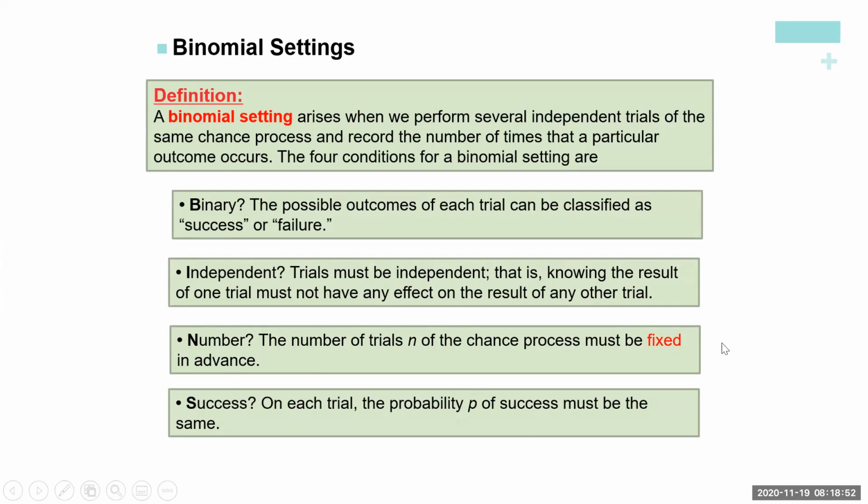N in BENS represents number. We need a fixed number of trials. So I know I'm finding the probability out of 5, or out of 10, a fixed number. And S in BENS represents success. On each trial, the probability of success must be the same. Again, acronym BENS.